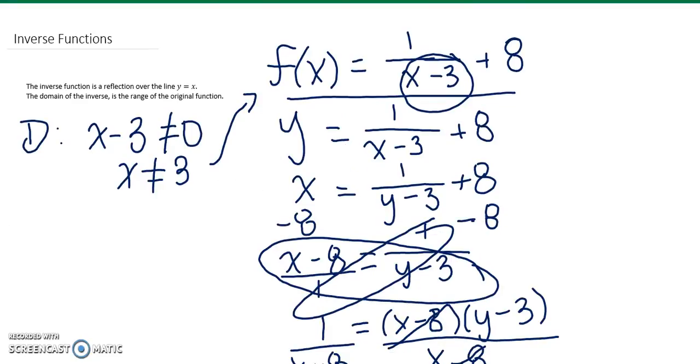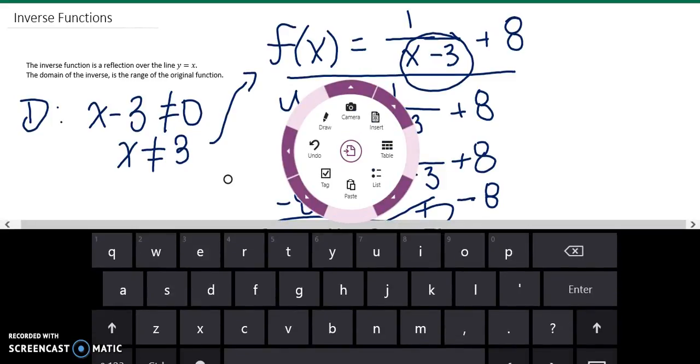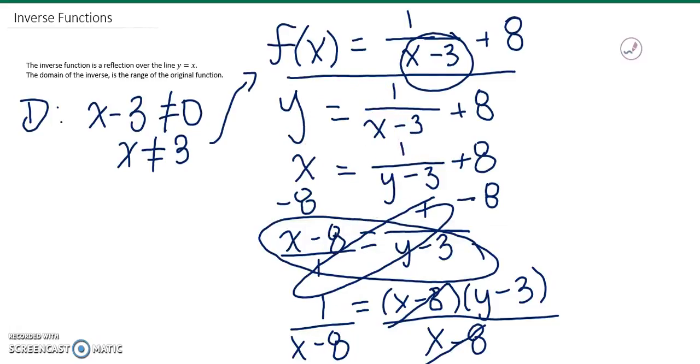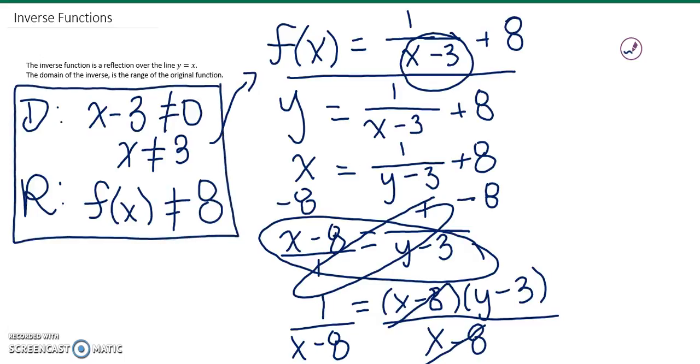Therefore, our range for f of x, the original function, is f of x not equal to 8. And this would be our final answer of calculating the domain and range algebraically for a function using the inverse of a function.